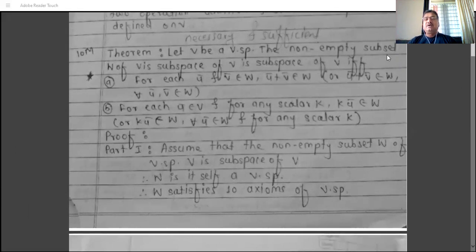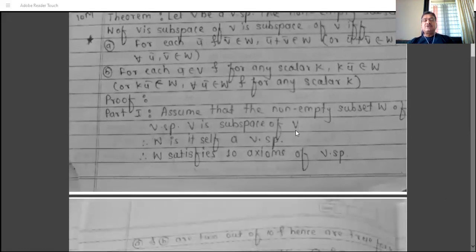So assume the previous part of this if and only if, that is, assume part number one, that a non-empty subset W of vector space V is a subspace of V. Our assumption is that W, a non-empty subset of vector space V, is a subspace of V. And now we have to show these two properties.